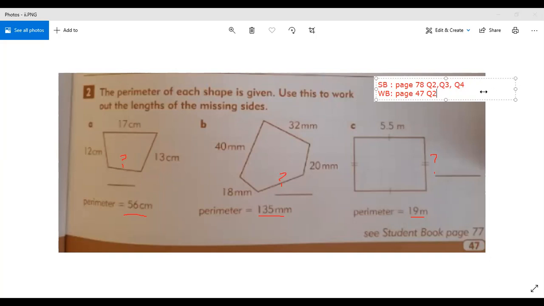What I want you to do now is find out what is the meaning of area and how we are going to calculate the area of a sheet.